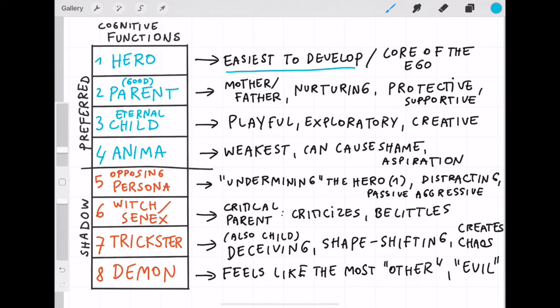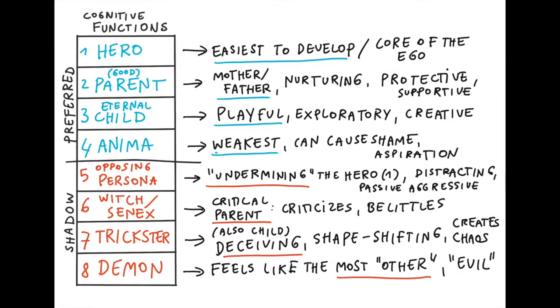The third function is a child, and it develops a little bit later in life. It's playful and loves to explore. It's less developed than the first 2 functions, and this is why it operates like a child. And then we have the fourth function. It's called anima or animus. It appears to be the opposite of what you think you are. Carl Jung described it as the male part in a woman and the female part in the man.